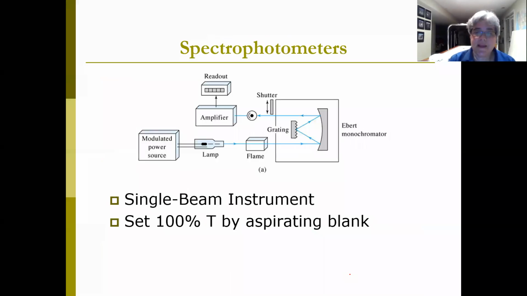So now going back to that spectrometer, notice this one has a power supply, a modulated power source. That's making that power source square wave I just showed you so that we can correct for that interference. So with a single beam instrument, you will take a blank and run that through your flame, and then you set that to be 100% T, or your zero absorbance.